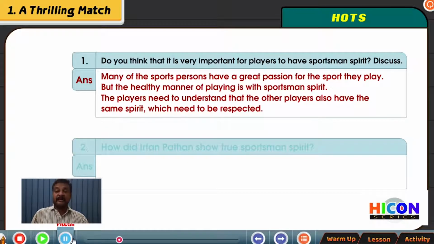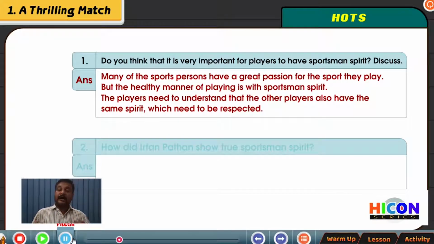Okay, so in that aspect, it's very important to have a sportsman spirit. Okay, read it once again. Many of the sports persons have a great passion for the sports they play. It's just because of the passion that they have, they become sports persons, isn't it? But the healthy manner of playing is with sportsman spirit.